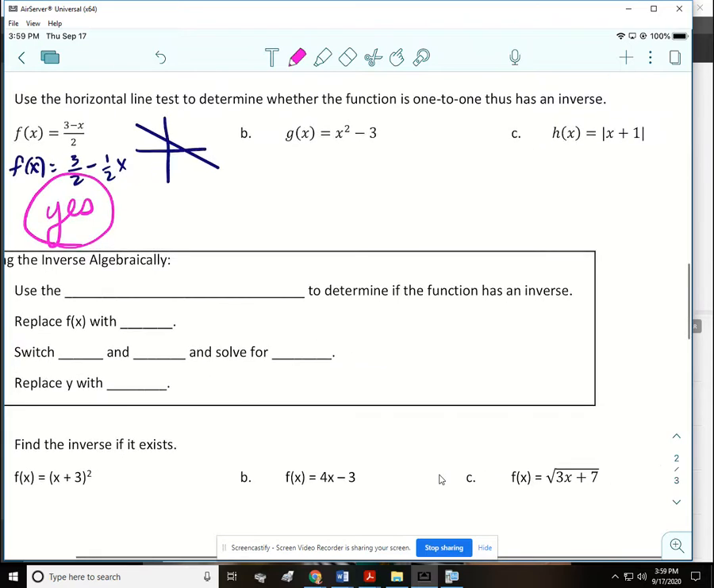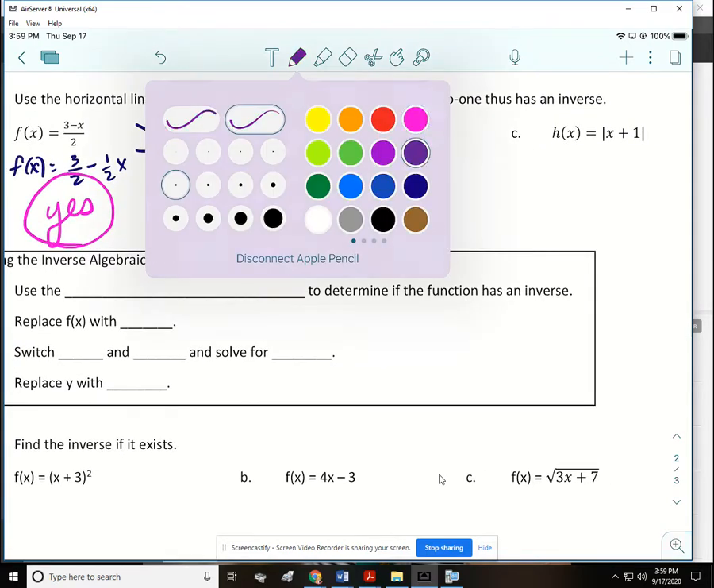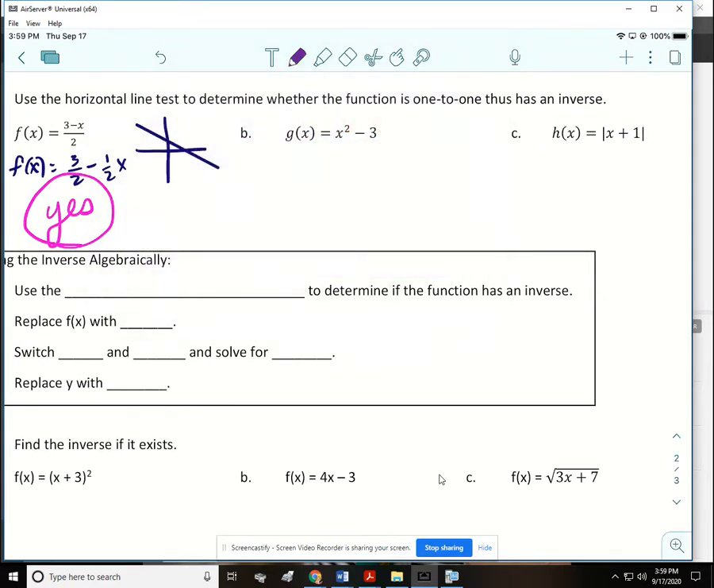All right, let's look at B. So for B, we have a quadratic function. So we have x squared minus 3. So it's going to be that quadratic curve parabola looking graph that's shifted down 3. All right, would this graph pass the horizontal line test? Definitely not. There's one right there that crosses at 2 places, so we would say no.